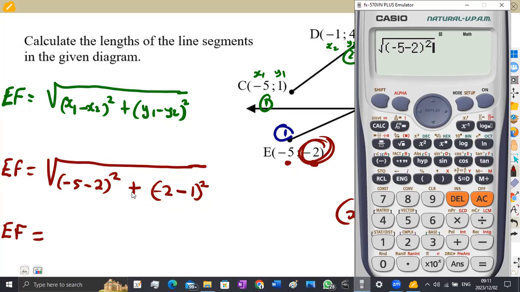All right, then let's move on. Plus minus 2 minus 1. So you're going to need a plus first. Open the bracket. That's minus 2.